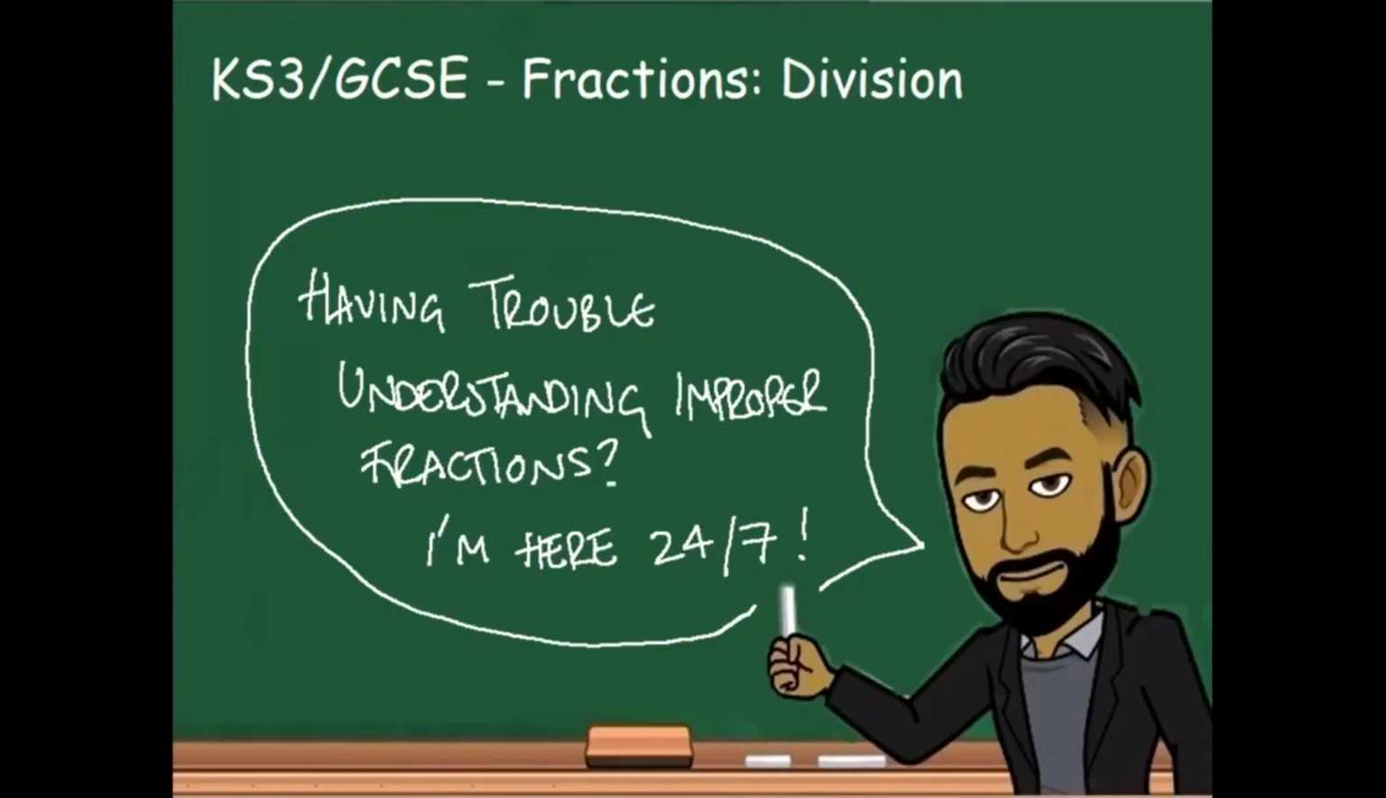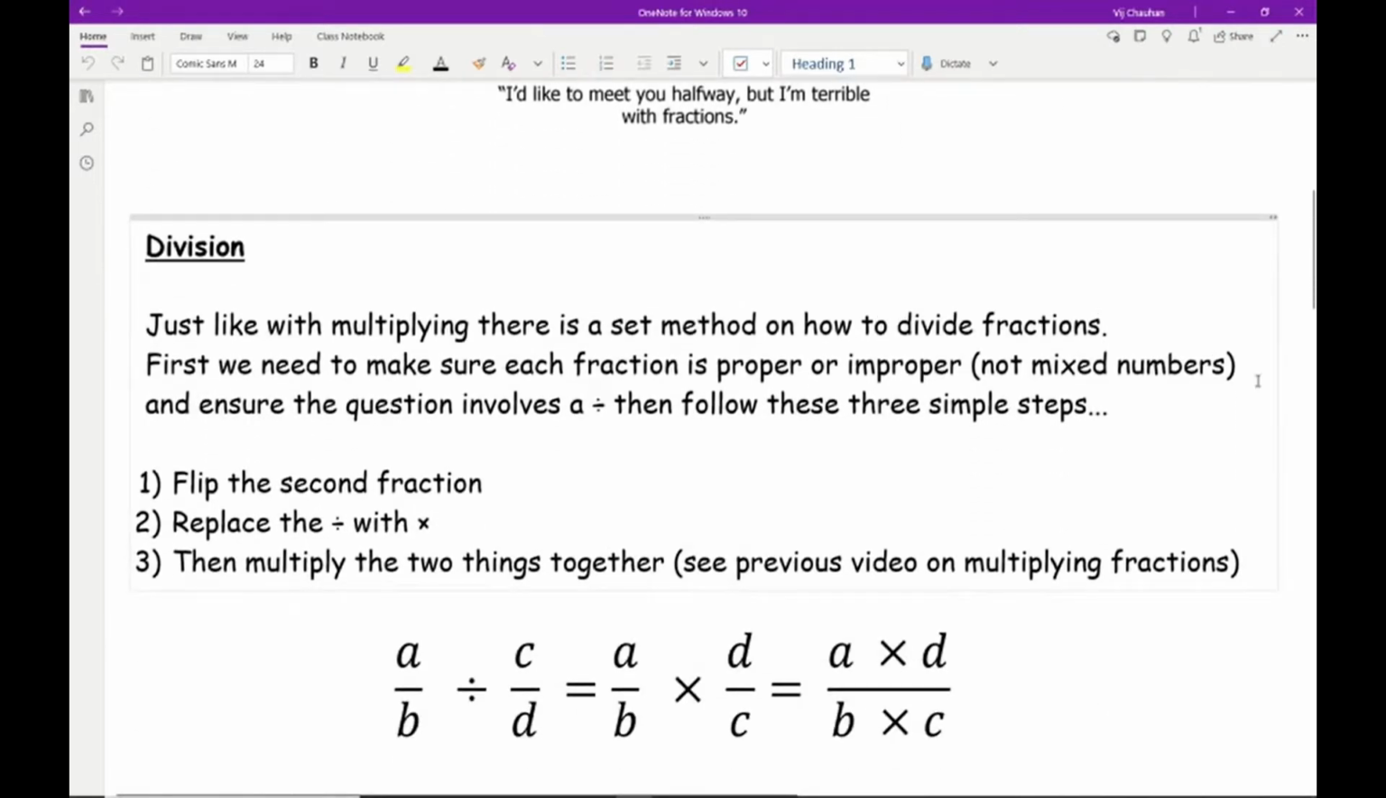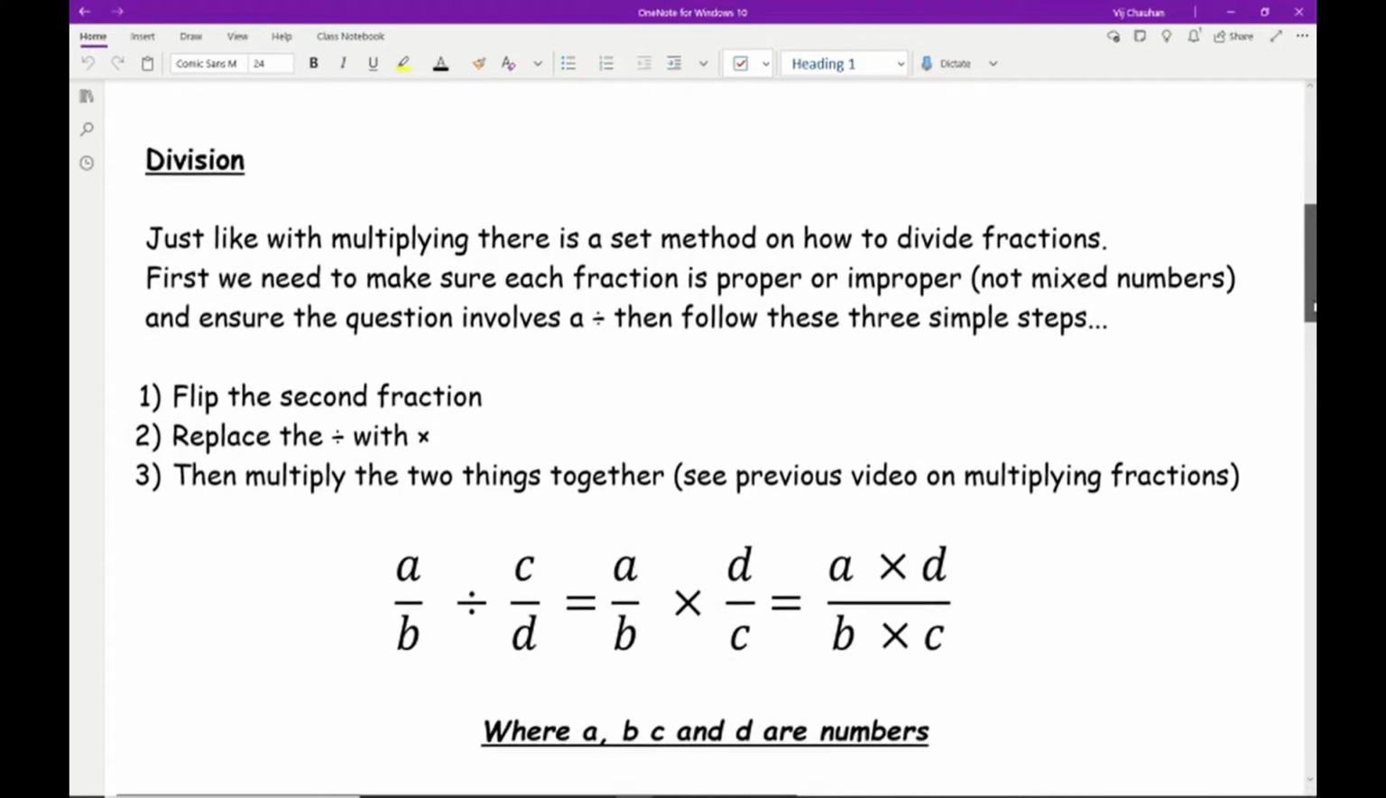So in this latest video looking at fractions, we'll be focusing on division. Before we get started, it's really important that before being able to divide fractions, or answer division questions involving fractions, you fully understand how to multiply with fractions. If you're not too sure on how to multiply with fractions, I strongly recommend you watch the previous video focusing on fractions and multiplying before we proceed. Once you are happy with fractions and multiplying, let's have a look at division.